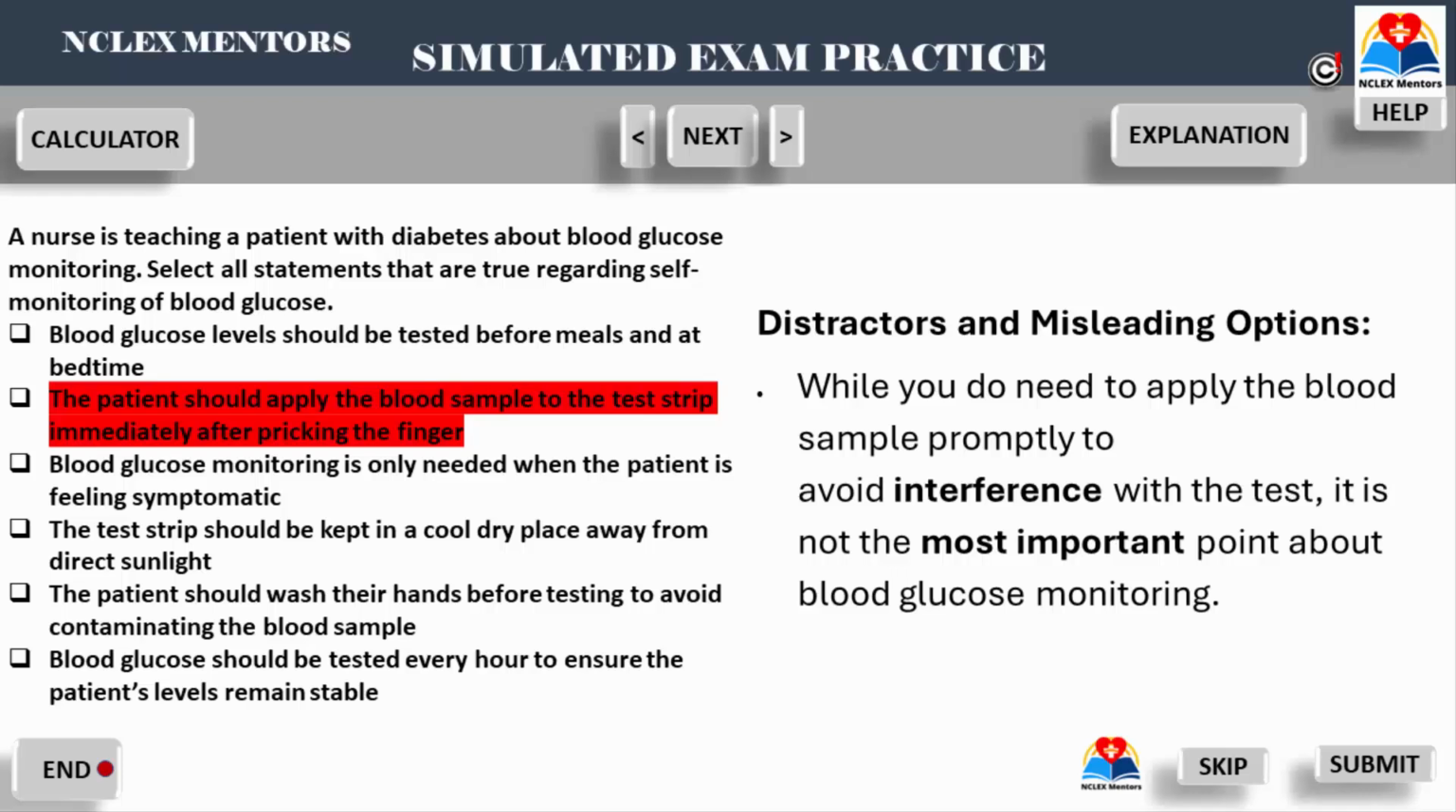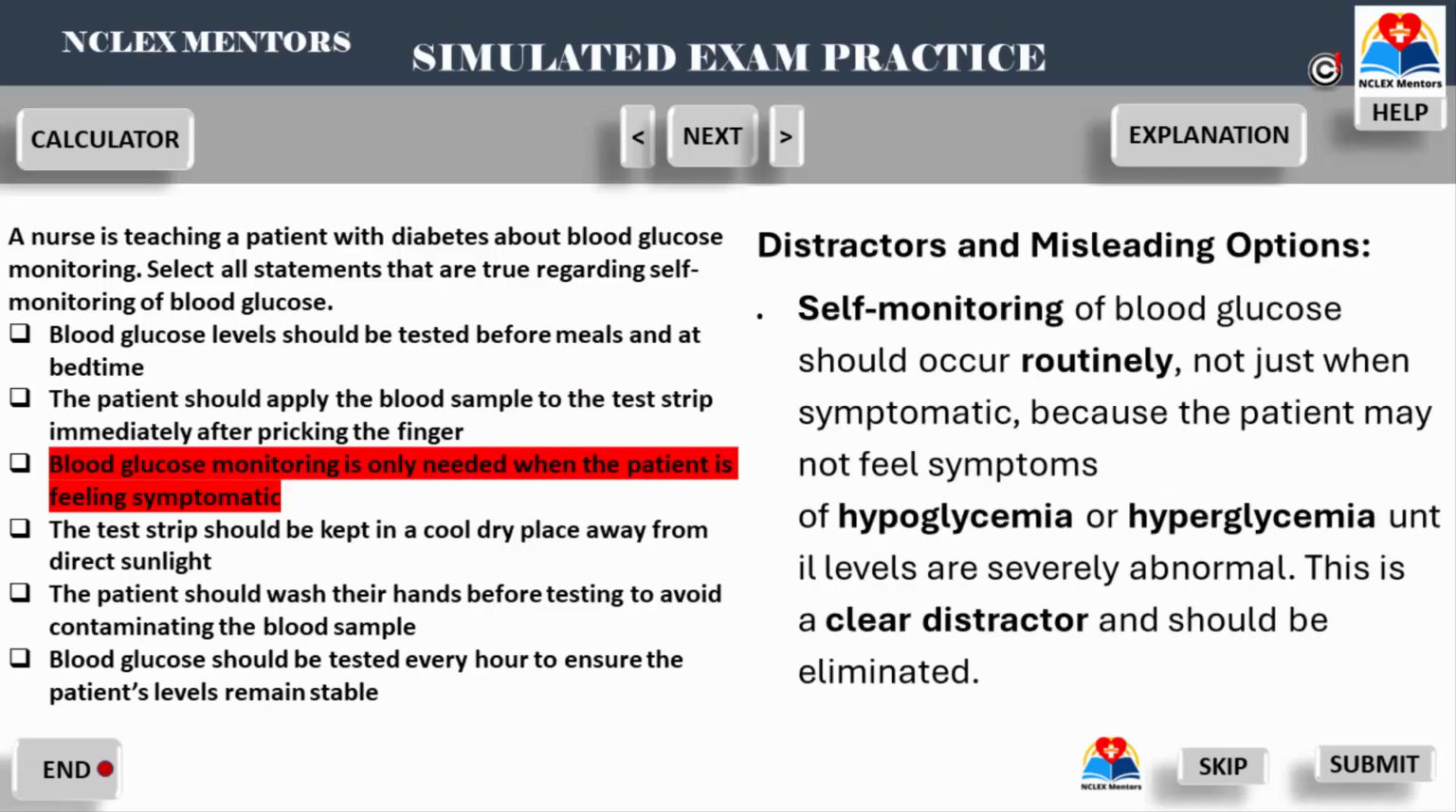This is partially correct, but it's not the most relevant point. Yes, applying the sample promptly is important to avoid interference, but it's not the key takeaway for self-monitoring. Option 3. Blood glucose monitoring is only needed when the patient is feeling symptomatic. Absolutely not true. Blood glucose should be monitored routinely, not just when symptoms appear. Why? Because many times, patients don't feel the symptoms of hypoglycemia or hyperglycemia until it's too late. So, relying only on symptoms can be dangerous.